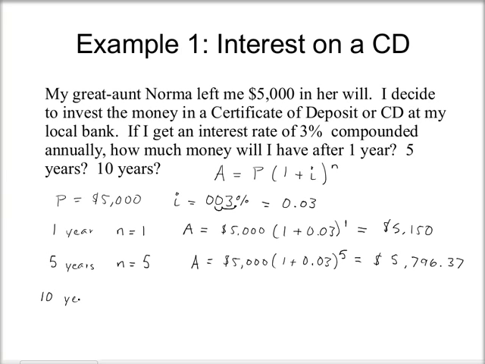Finally, let's look at 10 years. So now that's 10 compounding periods, so n is equal to 10. The amount is going to be 5,000 times 1 plus 0.03 to the power of 10. And that's going to give me $6,719.58 in my CD after 10 years.